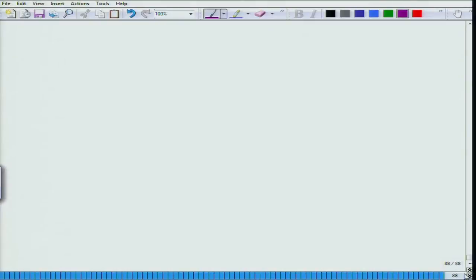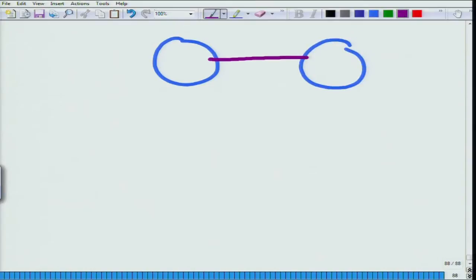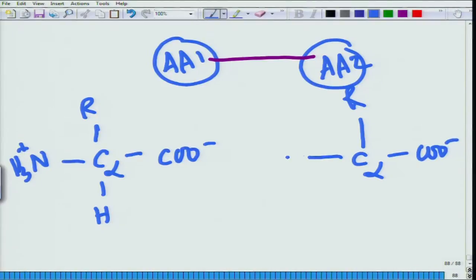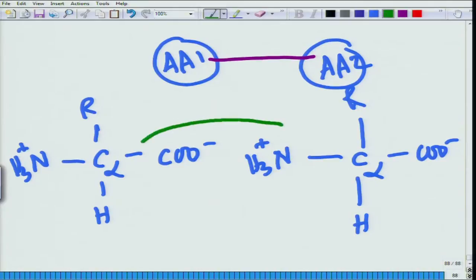Now, how does one amino acid link to another? I drew that diagram for you, where there is one amino acid here and another amino acid here, and they are forming a bond with each other: amino acid 1, amino acid 2. So, what does that bond look like? Let us draw the structure. C alpha, putting the R group here for convenience, you have COO minus, you have NH3 plus. Let me draw another amino acid side by side: C alpha, COO minus, NH3 plus, and H group.